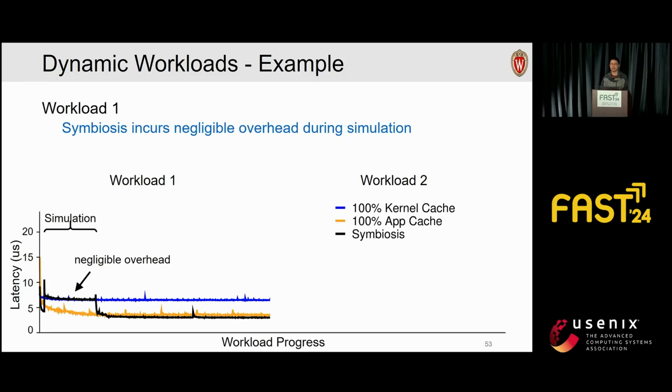During simulation, Symbiosis has the same cache size configuration as the blue line. Its latency is also the same as the blue line during simulation, showing that Symbiosis incurs negligible overhead.